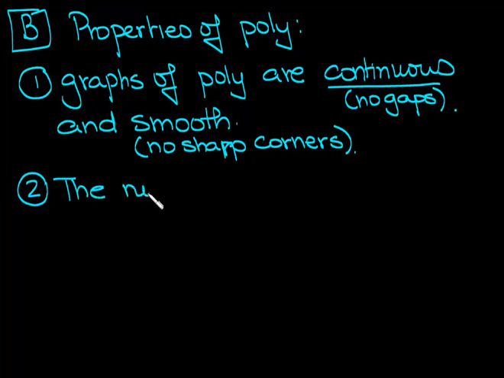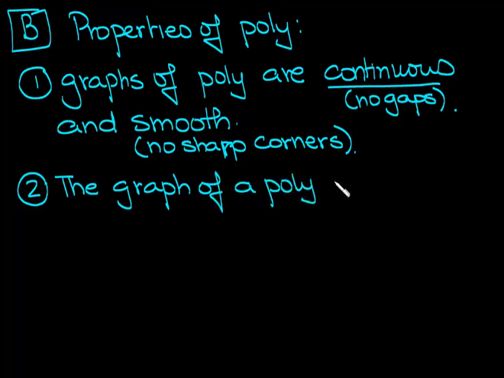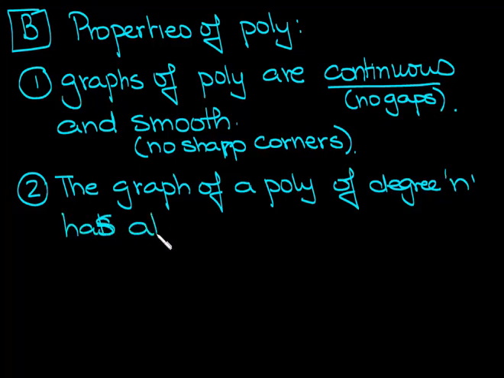The second thing you need to know about the polynomial graphs is the number of turns. Actually, let's write it this way. The graph of a polynomial of degree n has at most n minus 1 turns. So the number of turns that a polynomial has is at most n minus 1.